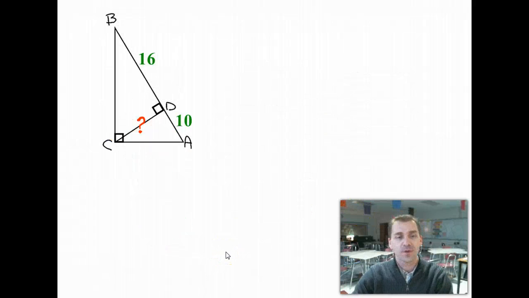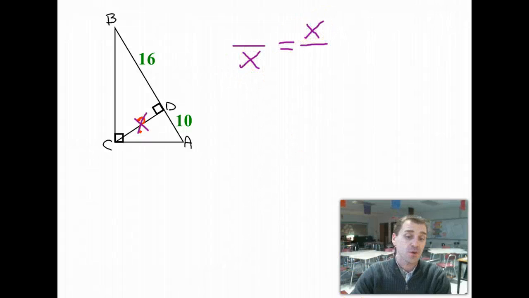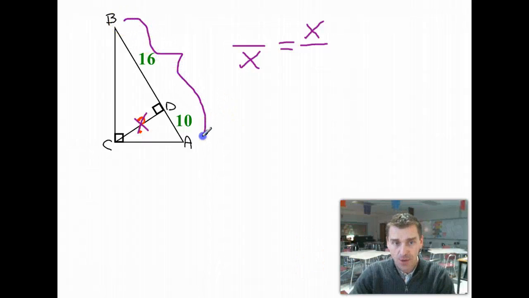You can look at the wording of part B, but it says this. If you have an altitude drawn to the hypotenuse of a right triangle, then that altitude length, the one right here that we're trying to find, is the mean proportional between the 2 individual segments of the hypotenuse. And remember, this whole thing from B to A, BA, is the entire hypotenuse.